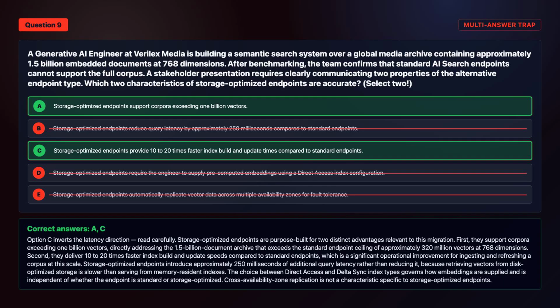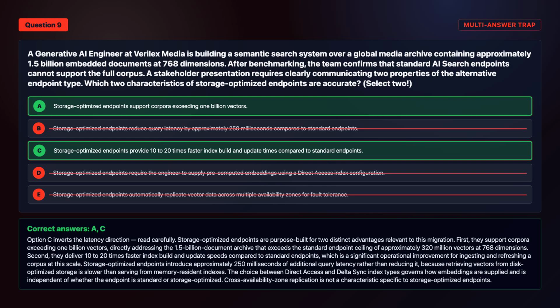First, they support corpora exceeding 1 billion vectors, directly addressing the 1.5 billion document archive that exceeds the standard endpoint ceiling of approximately 320 million vectors at 768 dimensions. Second, they deliver 10 to 20 times faster index build and update speeds compared to standard endpoints, which is a significant operational improvement for ingesting and refreshing a corpus at this scale.